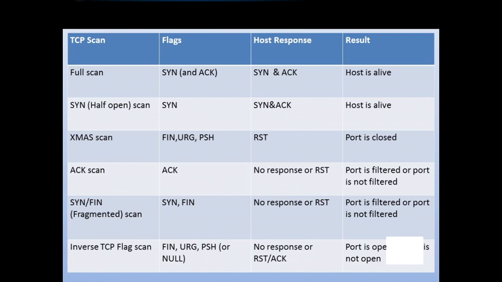There's also other different types of scans that we haven't really talked about, but you should experiment with. The inverse TCP flag scan, which is listed here. There's also an idle scan, a null scan, and some other interesting types of scans that you can craft with TCP packets. And definitely use Nmap to perform these types of scans.